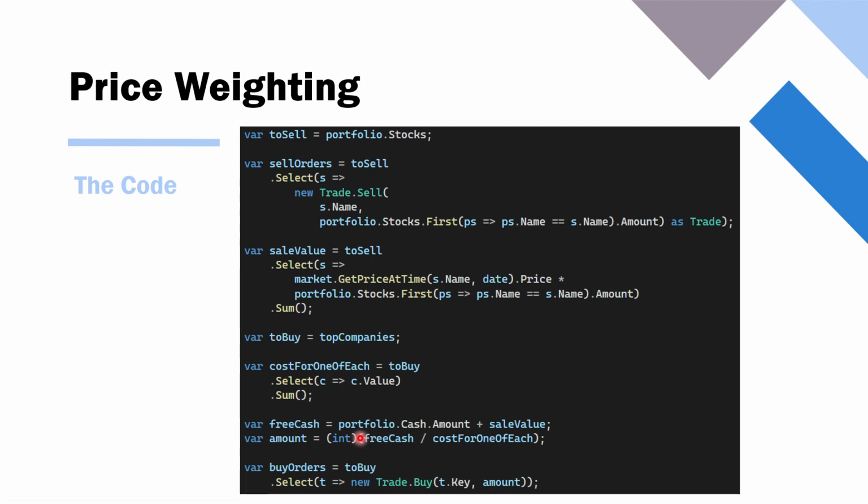We divide our free cash by the cost for one of everything, and that tells us how many of everything we can buy, and then we do that. So effectively what's happening here is we will end up with the same number of shares no matter how valuable each share is. And this means that the more expensive shares have a higher weight and a higher effect on our overall results than the cheaper shares. And how did this work out?